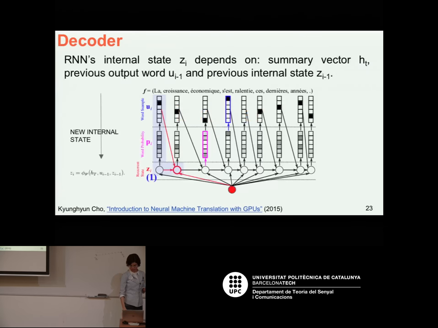And the decoder. Once we have this summary vector, it is the input to the recurrent neural network of the decoder. We decode words with this summary vector, hT, with the previous hidden state, and with the previous output word. This is the input to decide which is going to be our next translated word. So the internal state depends on the summary vector, the previous word, and the previous internal state.